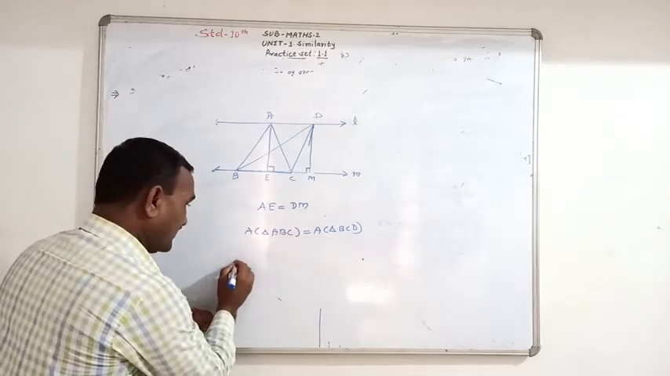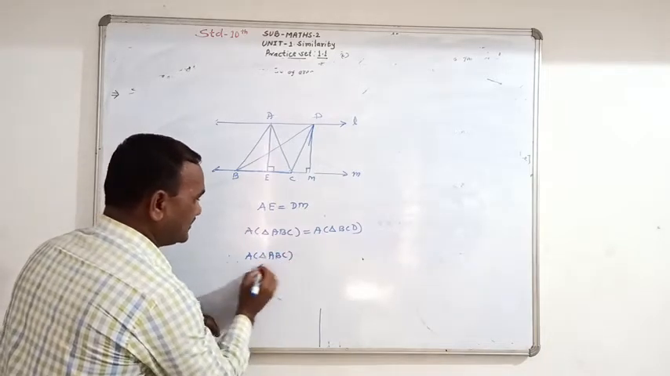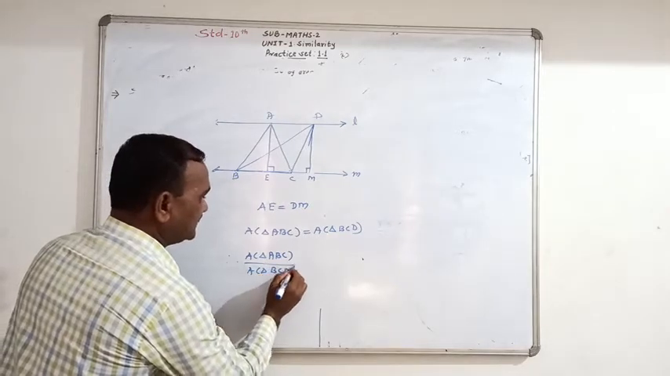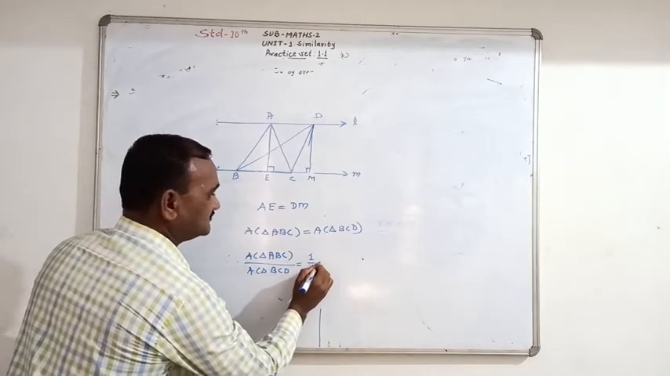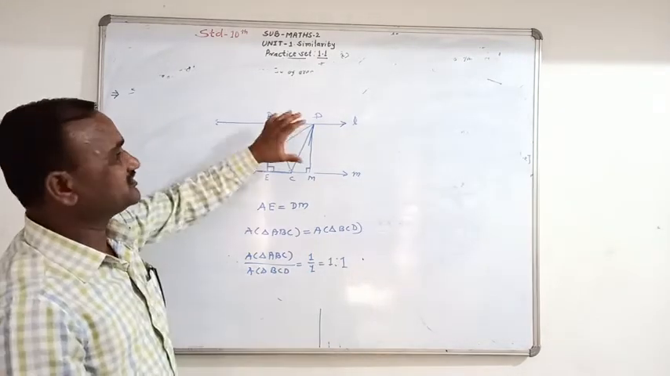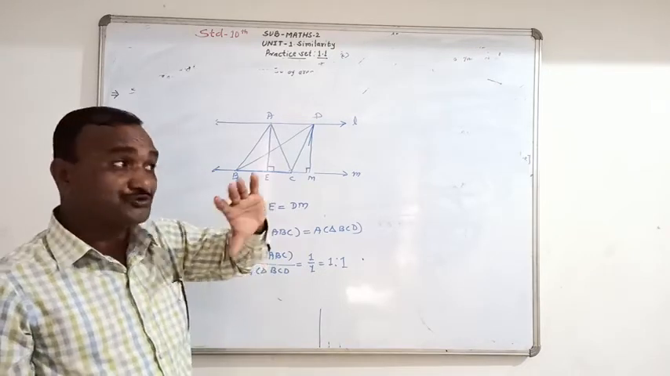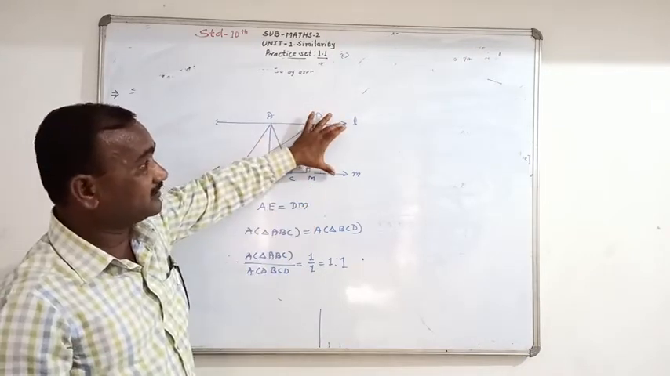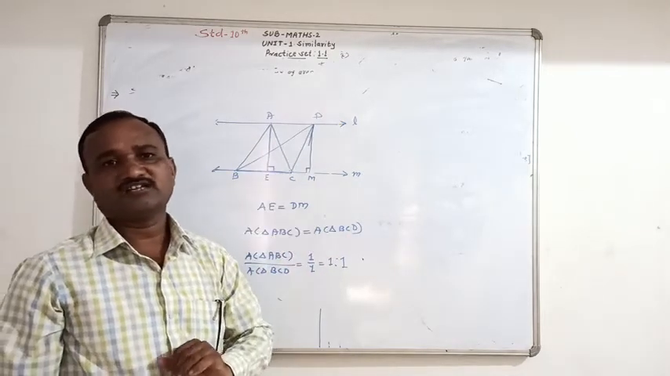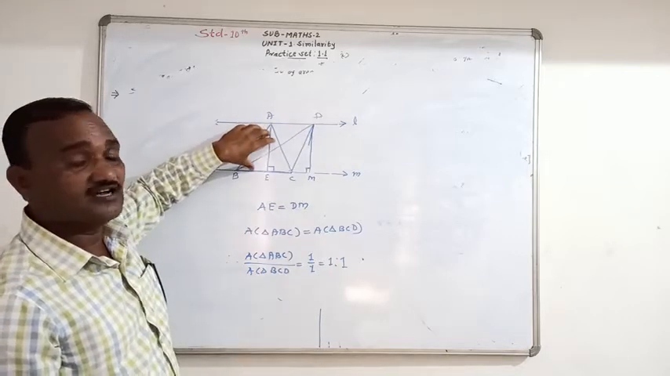Or just like that, ratio of these two triangles, area of triangle ABC divided by area of triangle BCD equal to 1 upon 1. That is 1:1. In short we can say that if two triangles have common base and they are situated in two parallel lines, they have ratio 1:1.